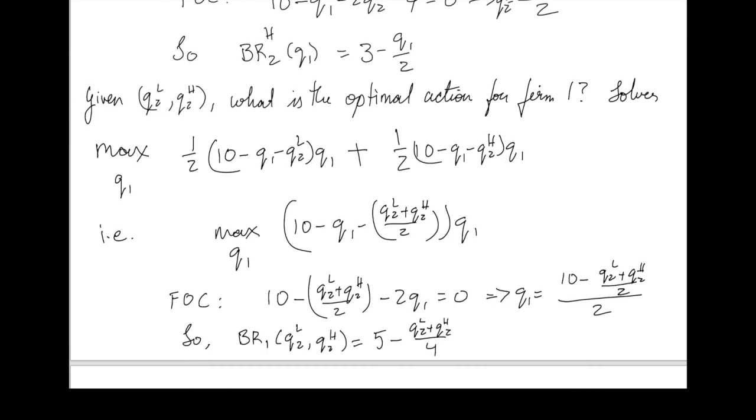One thing I want to point out here is that this is as if player 1 is best responding to the average quantity that firm 2 would be producing. This is driven by the fact that inverse demand is linear.